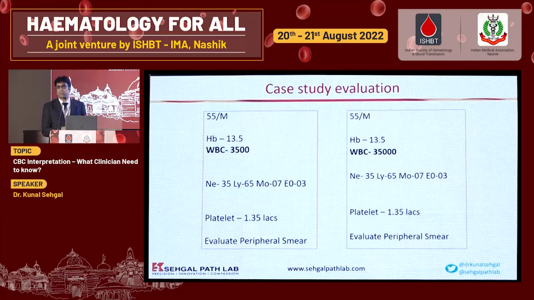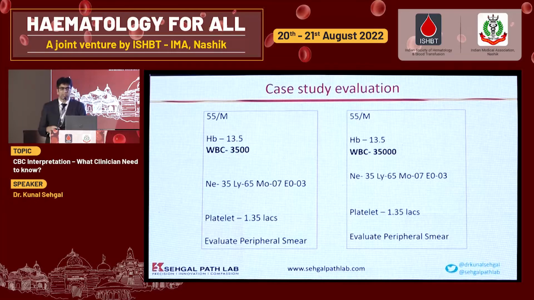This is just a manufactured case. On the left and the right, everything is the same. Here WBC count is 3,500, here it is 35,000. The lymphocyte percentage is same, 65. When you see this 65, this is relative lymphocytosis. And when you see this 65, this is absolute lymphocytosis.